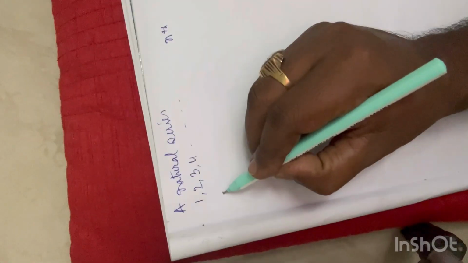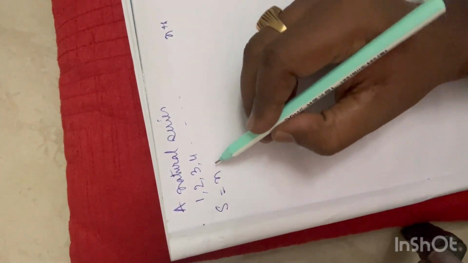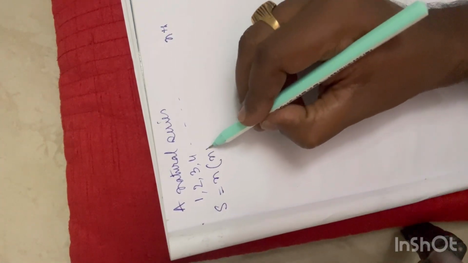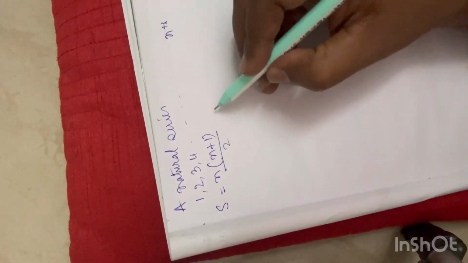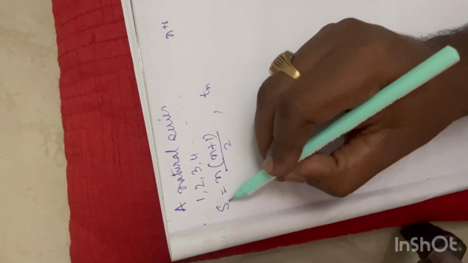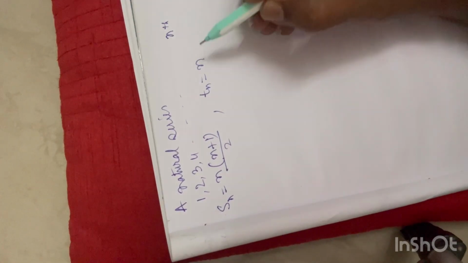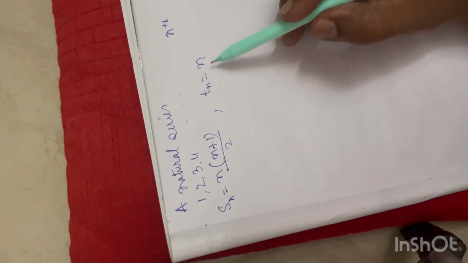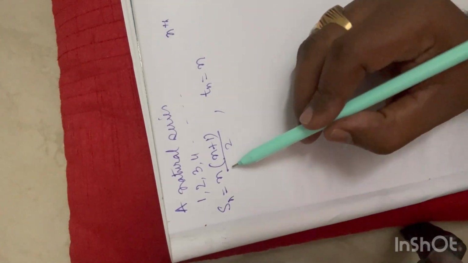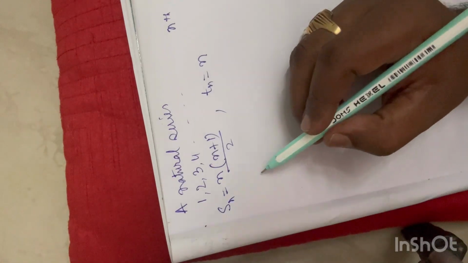For this series, we can use the summation formula. The summation is n into n plus 1 by 2, and this is the sum of n terms, and the nth term is n, which you can understand directly. So how does this come? That is also very easy.